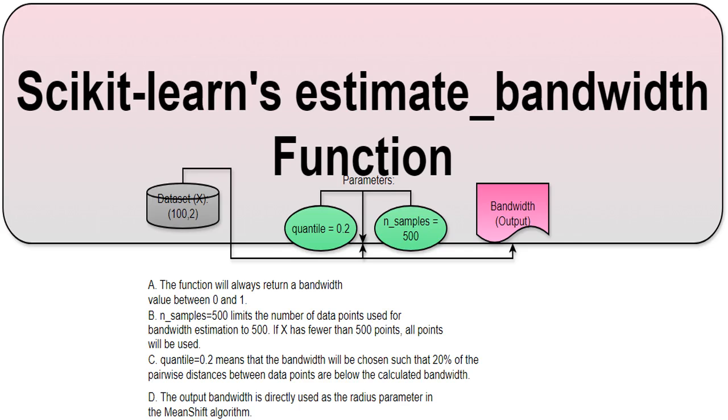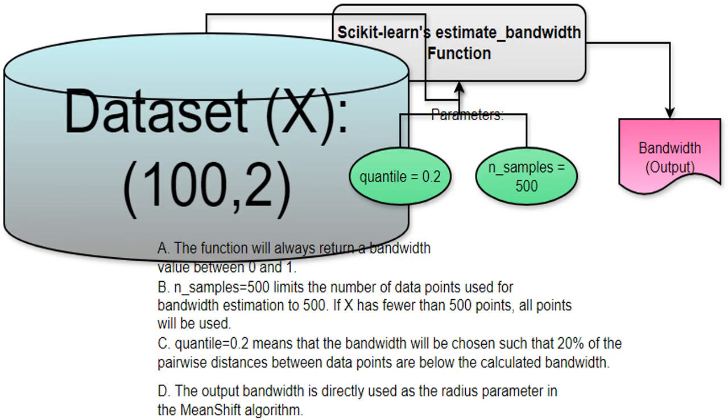I'm using scikit-learn's estimate_bandwidth function, a tool that helps me find the optimal bandwidth for density-based clustering. Think of the bandwidth as the scale at which I measure density in my data. A larger bandwidth means I look at broader areas when determining density. My data is a NumPy array called X, a table with 100 rows and 2 columns. Each row represents a data point, and the 2 columns represent its features.